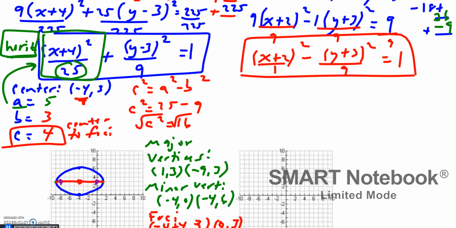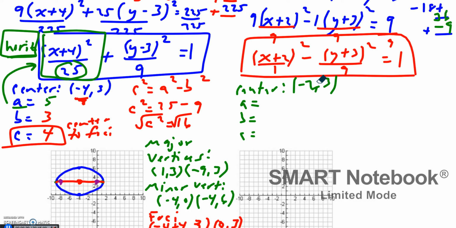So let's talk about some key information that we need from this shape as well. The first thing that's very important is, again, thinking about what the center is. The center is going to be negative 2, 3 because of the x, y. We also need to find the a, b, and c terms.